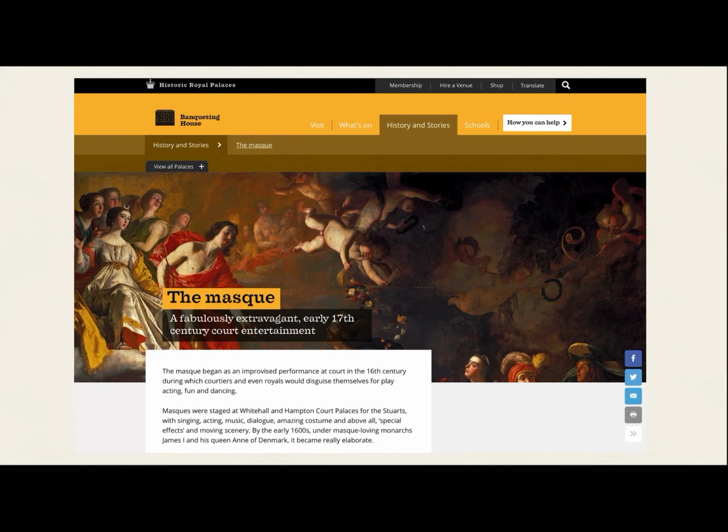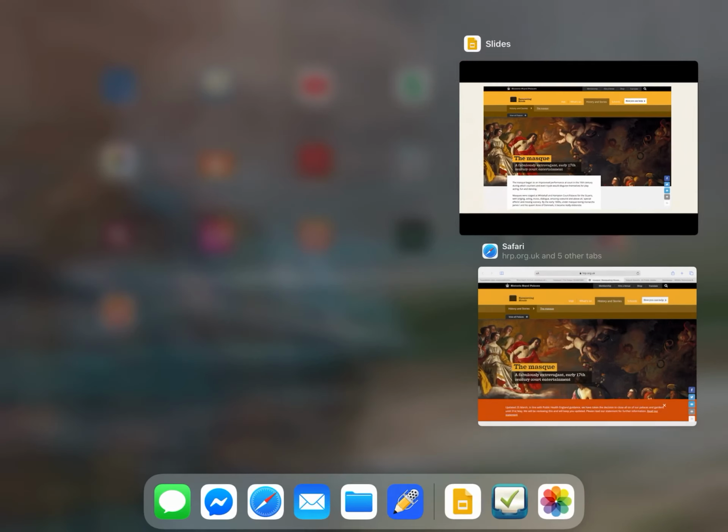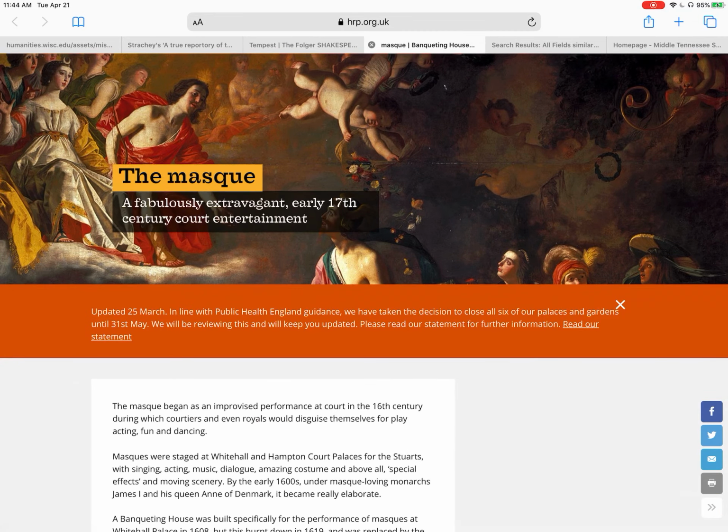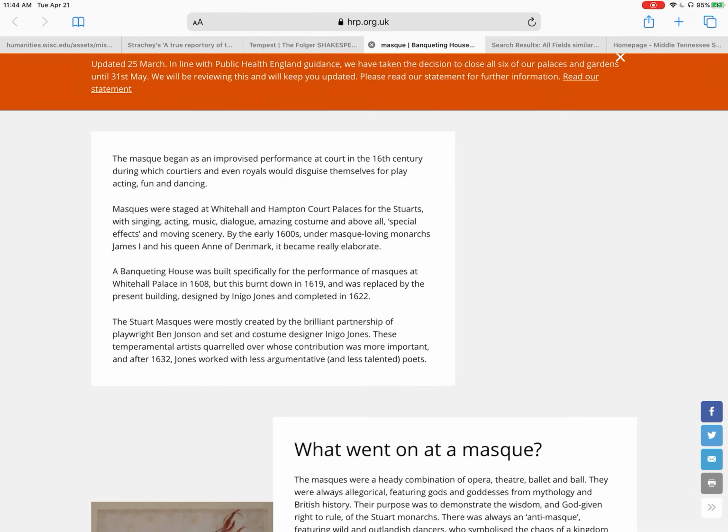The other thing that Shakespeare has going for him in the making of this storm, and the making of The Tempest in general, is the mask. And I've got a screen cap of a webpage here that I'm about to go to. You can see that they've defined the mask, right? It's an extravagant early 17th century court entertainment. And let me just go to it here. So this is from the Historic Royal Palaces website, and I will put the link to this in the video description below. So the mask began, they say, as an improvised performance at court in the 16th century. So courtiers and royals would get together and put on these productions, and they became really dazzling in the 17th century. The masks that were put on at the Stuart court were really lavish.